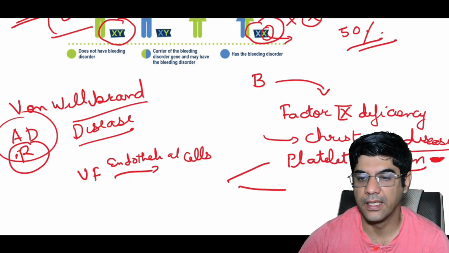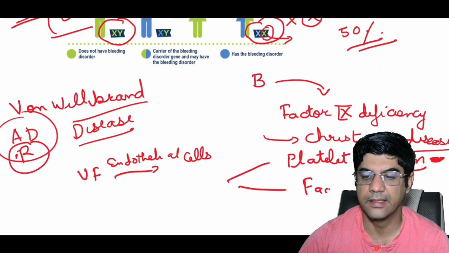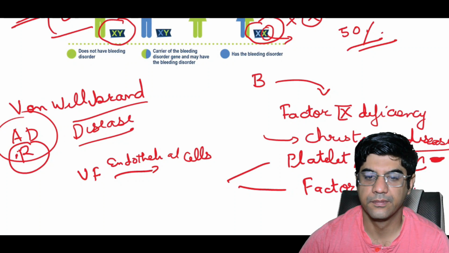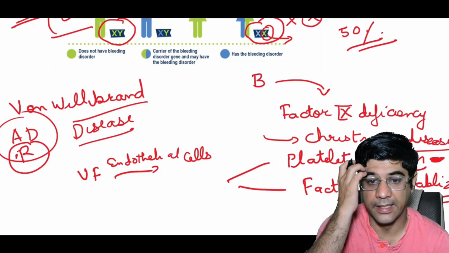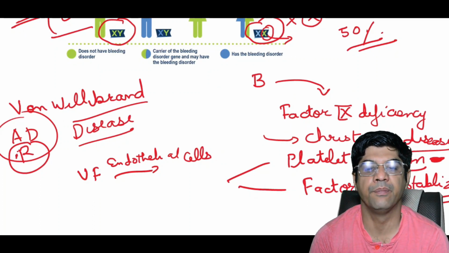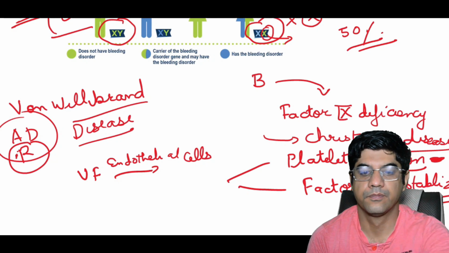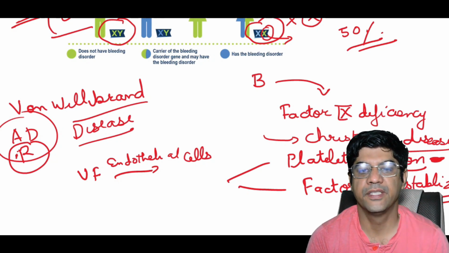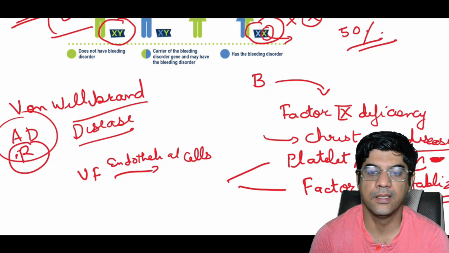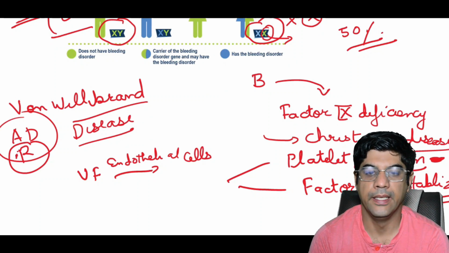The other is factor 8 stabilization. So this von Willebrand factor binds and stabilizes the factor 8 that is important for the formation of the fibrin clots. So deficiency of this von Willebrand factor leads to bleeding.